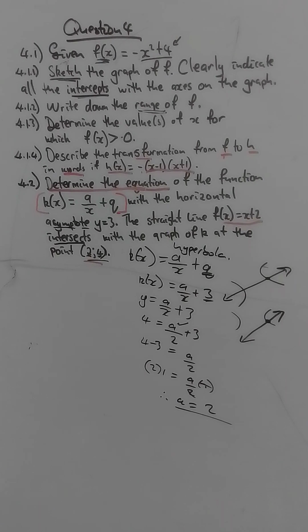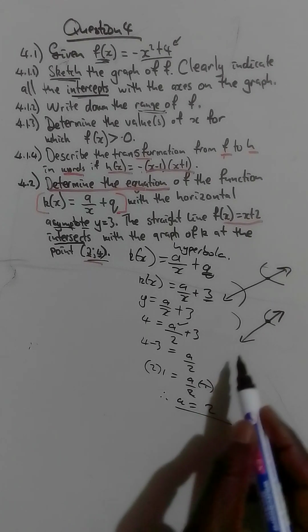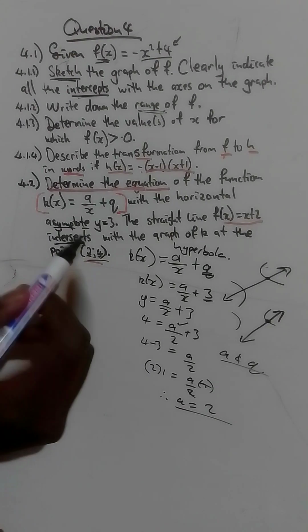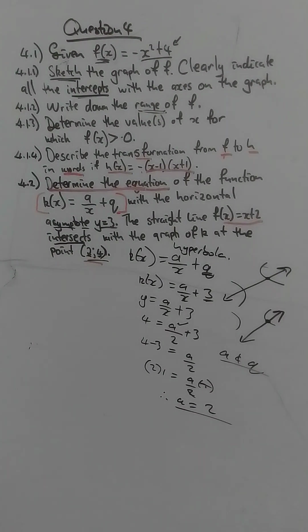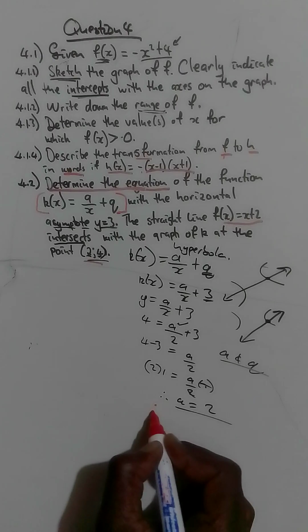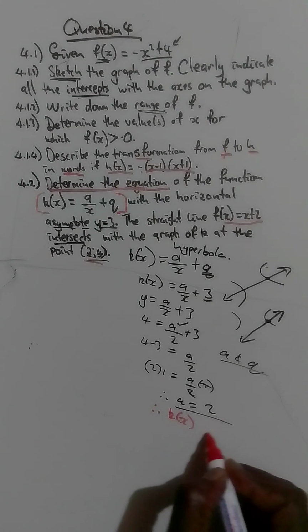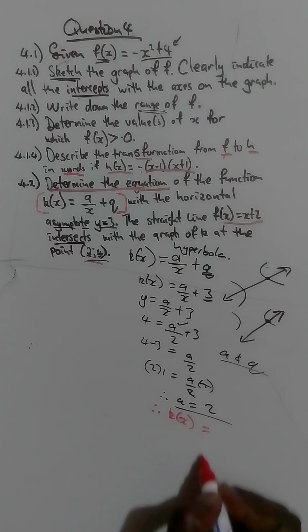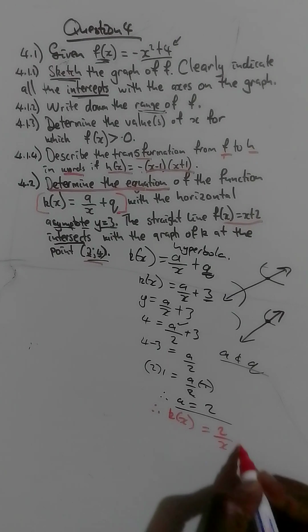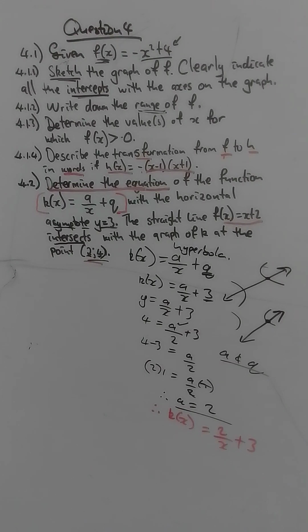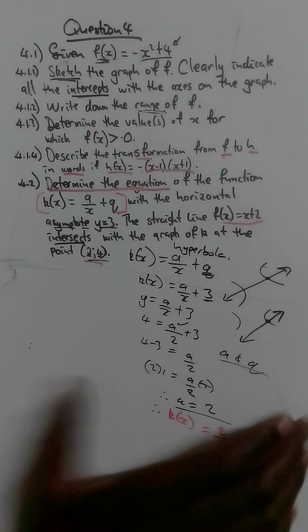And what do I need when I'm determining the equation of a hyperbola? I need a and q. And q, I was already told that it was the horizontal asymptote. So since I have done that, I can conclude that, therefore, my k of x, the name of the graph, is equal to 2 over x plus 3. And just like that, I have determined the equation.